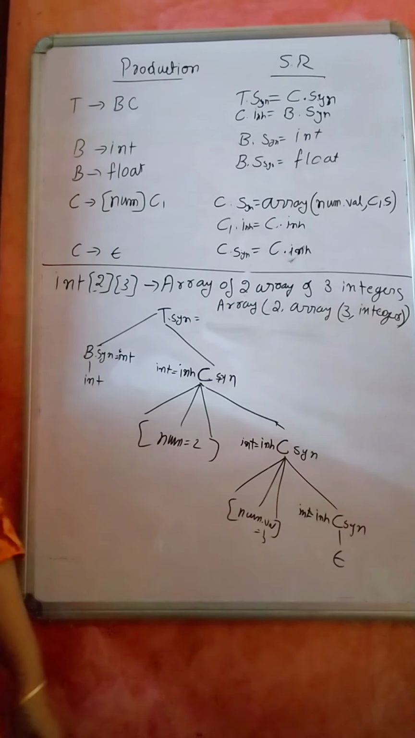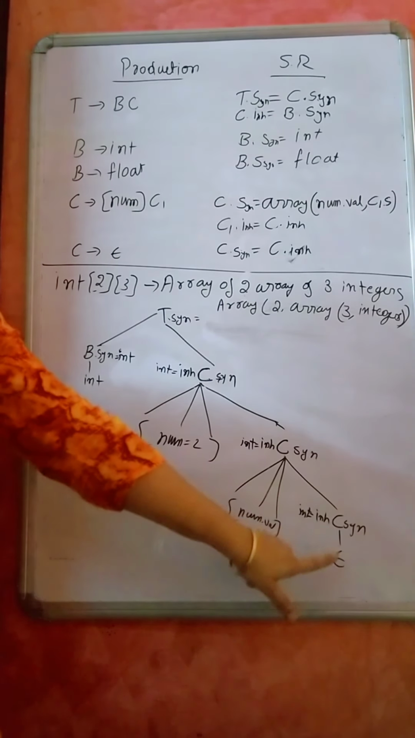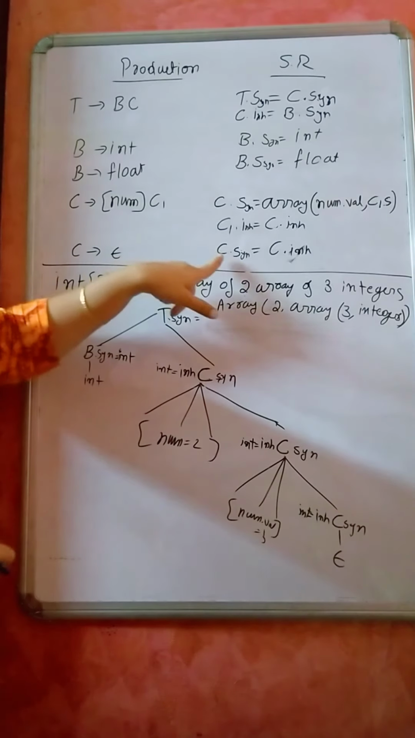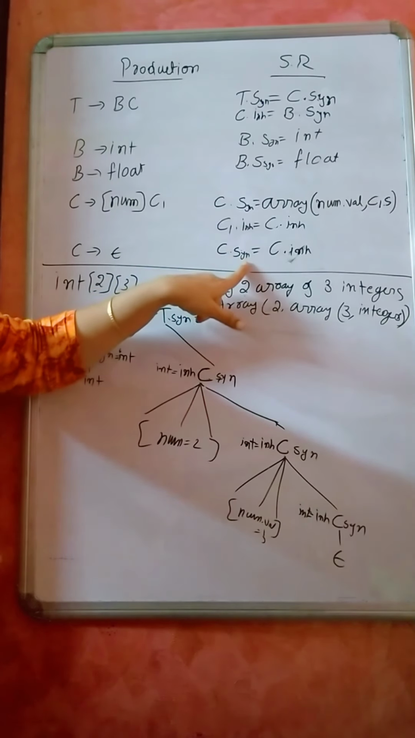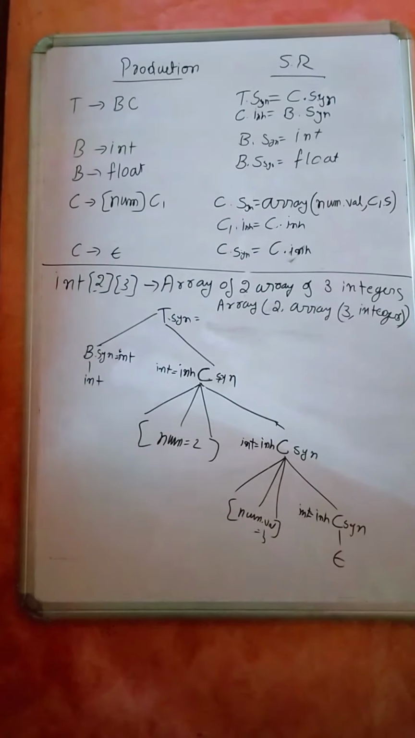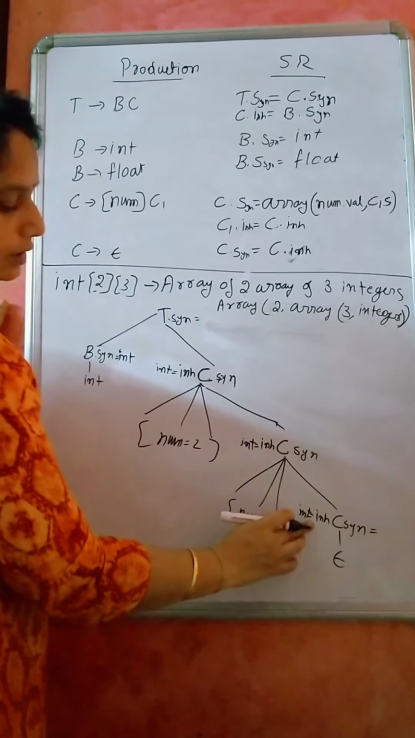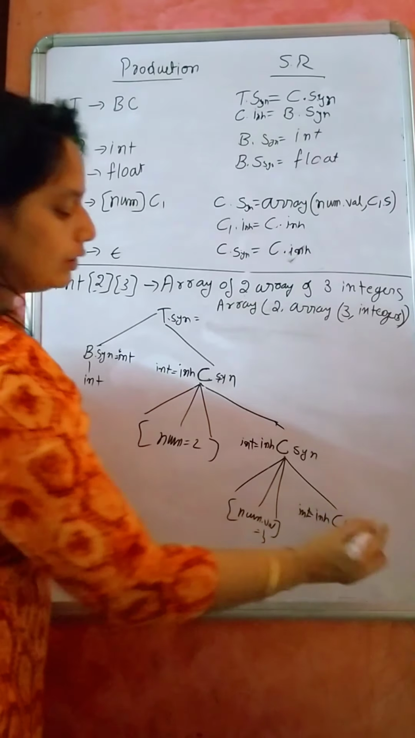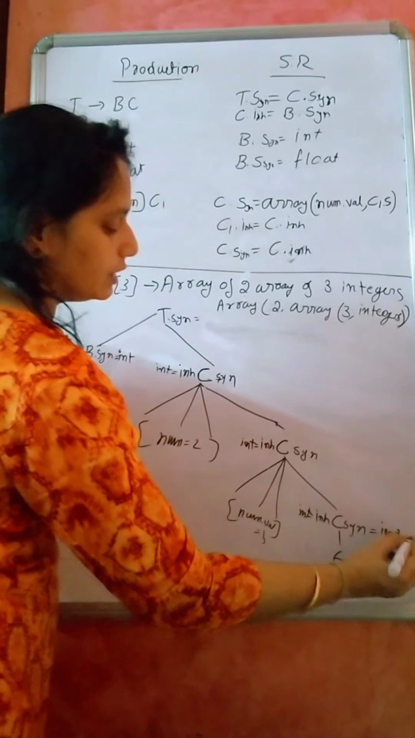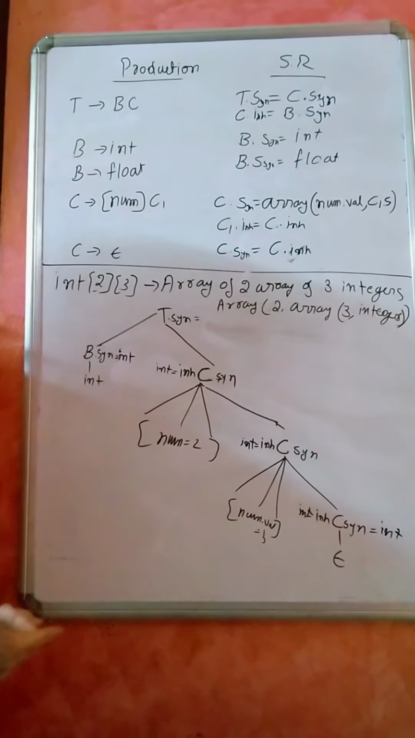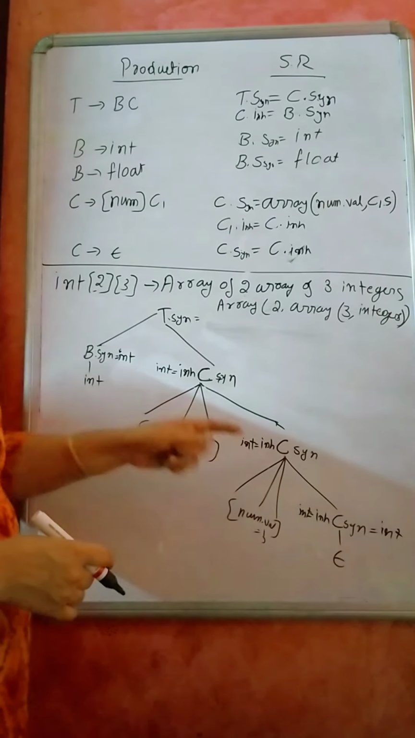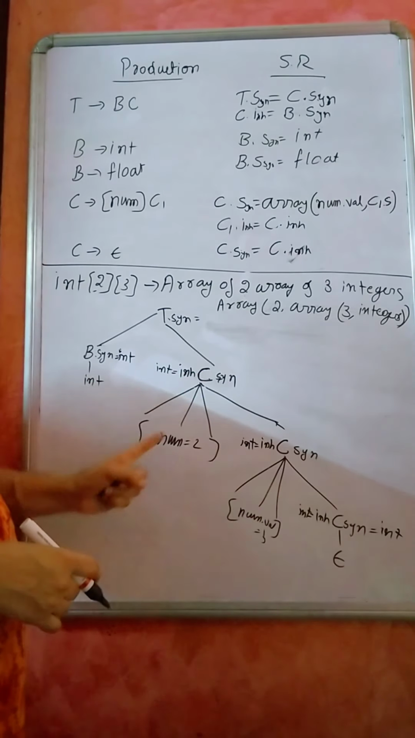So it is integer. Now I am replacing the C with an epsilon. When C is replaced with an epsilon, what is my synthesis value? It is nothing but the inherited value. What is my inherited value? Integer. So it is integer.